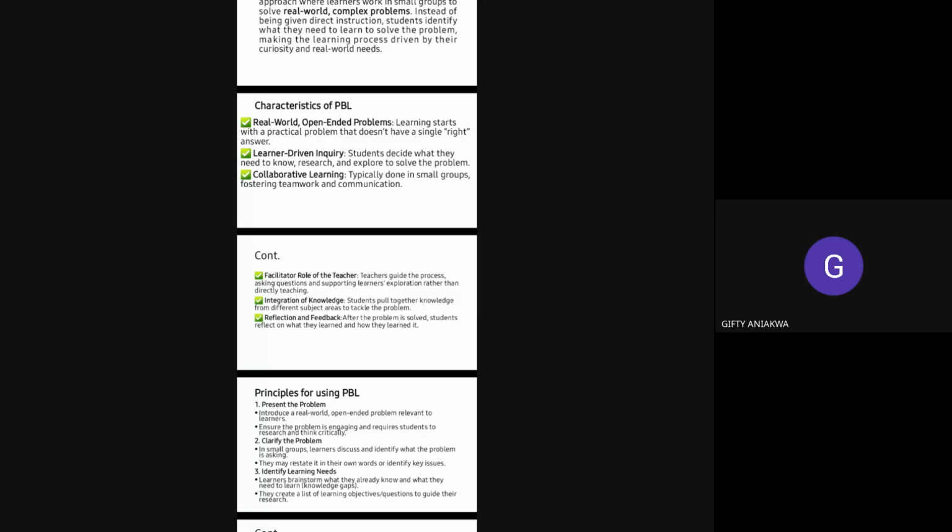And then it helps learners to integrate knowledge from various sources. They pull knowledge together from different places, from different subjects. They integrate all of that to solve a problem. And then there's reflection and feedback. After the problem is solved, students reflect on what they've learned and how they learned it.